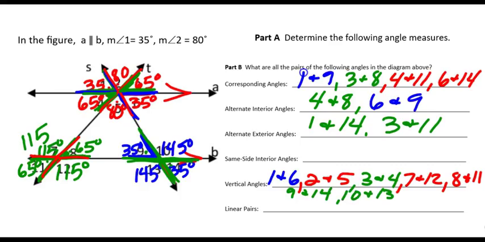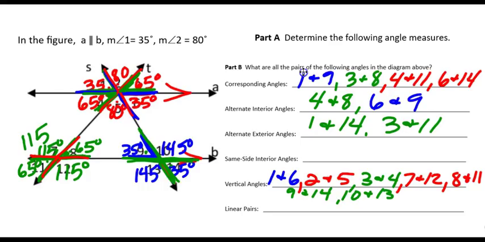Okay, so now let's go back to same side interior. When we talk about same side interior, they're on the same side of the transversal and inside the parallel lines. And these are always supplementary. Everything else we've been dealing with is congruent so far.